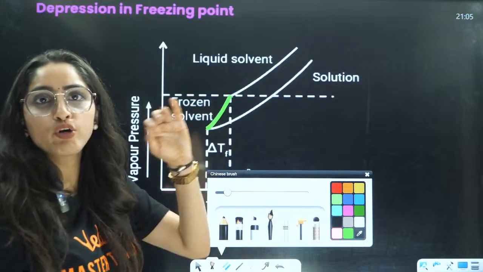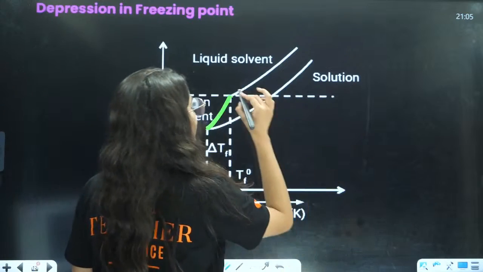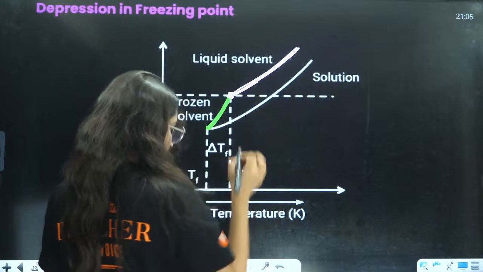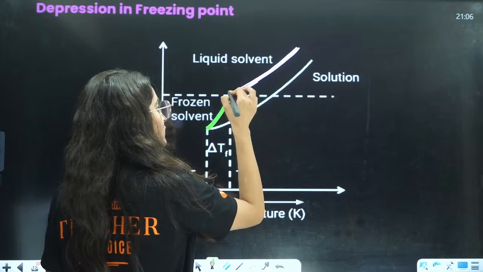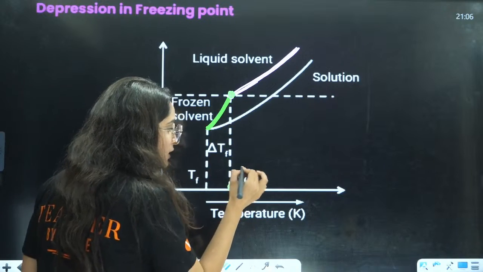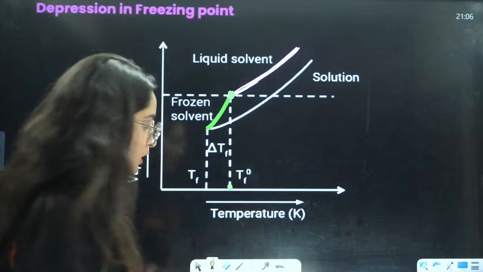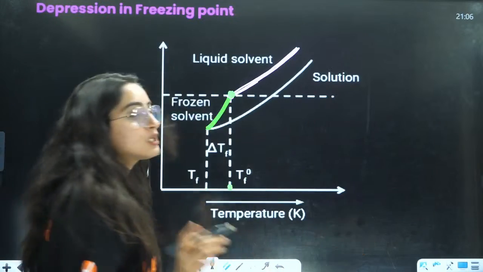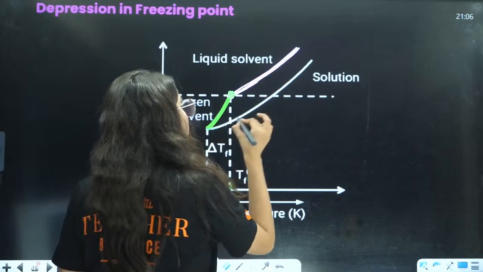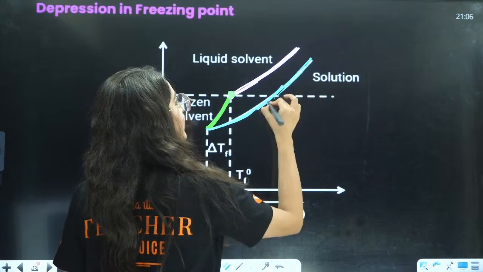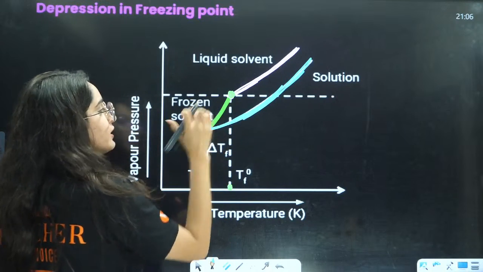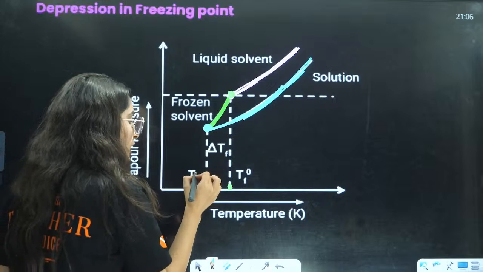Now, if I talk about pure solvent, when we have not added anything, in that case, it will strike the vapor pressure of frozen solvent at this point. And this will become your TF naught. But when you have added solute, the vapor pressure of liquid will decrease, right? Now it will touch the vapor pressure of frozen solvent at this point, and this will become your TF.